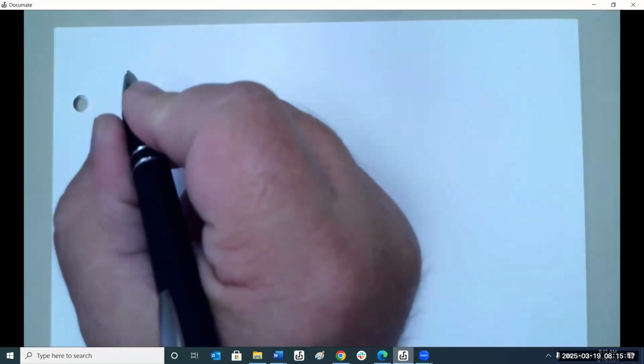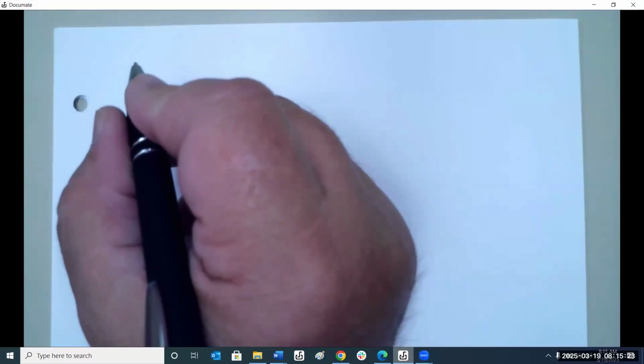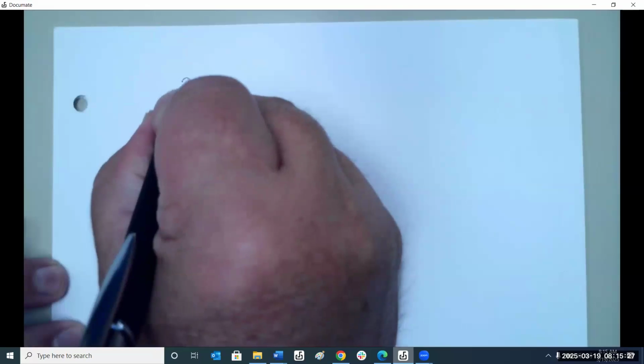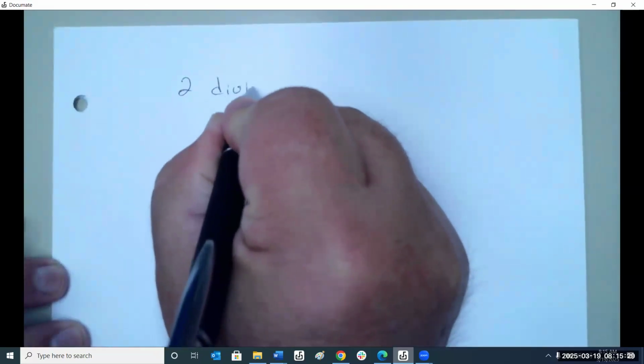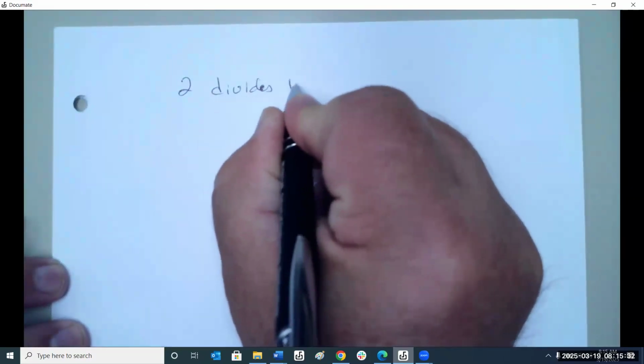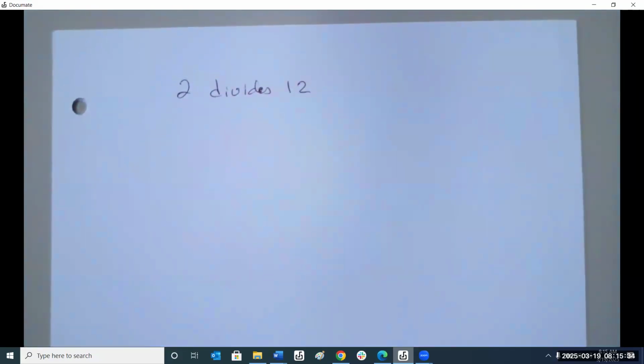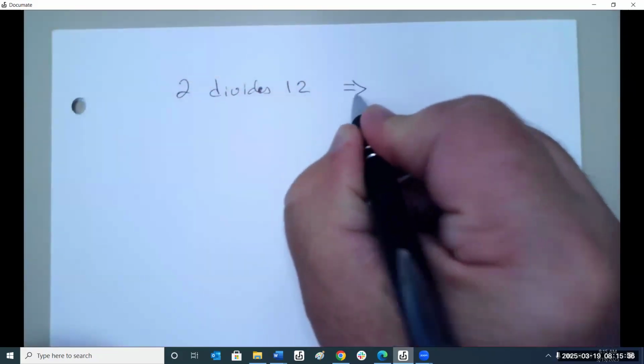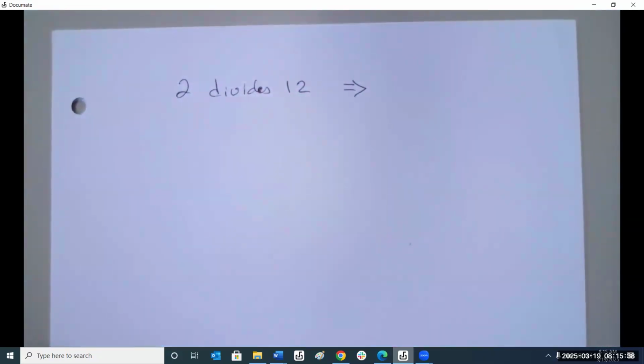Did I divide that? That's what I was going to do. So 2 divides 12. How do we put this mathematically?